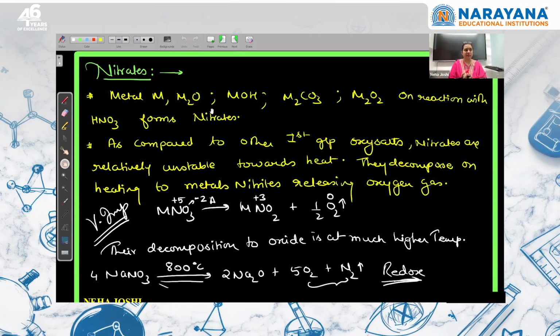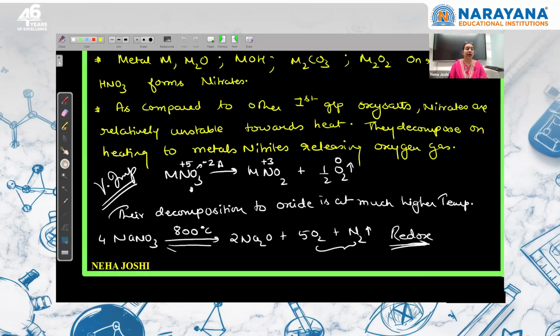Next is the nitrates. Nitrates of first group, the important thing that you need to remember, are very stable to heat. Usually all the nitrates on heating, other than first group, decompose to oxide releasing NO2 and O2. But first group nitrates on heating form nitrite releasing O2. But yes, still they are releasing O2. So at high temperature, they can act as oxidizing agent.